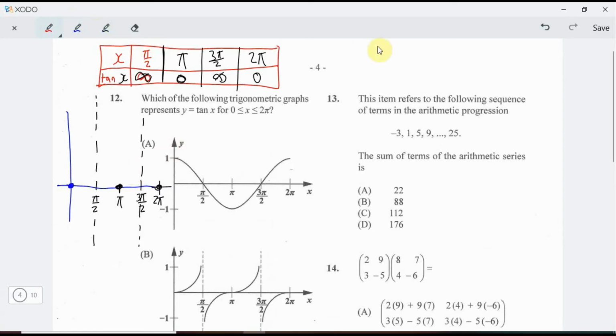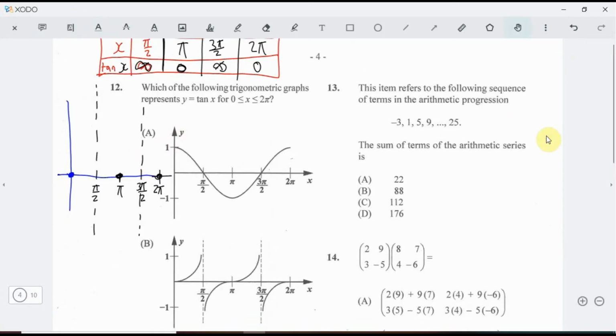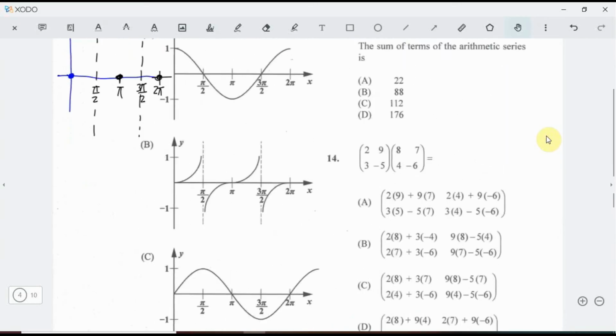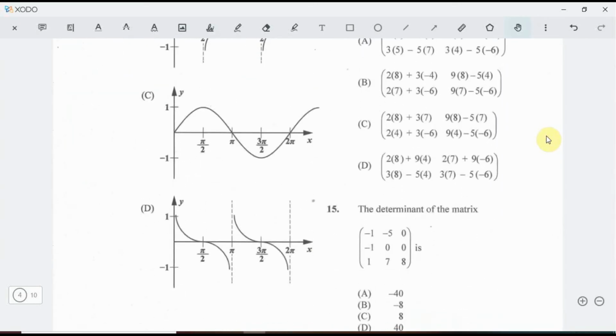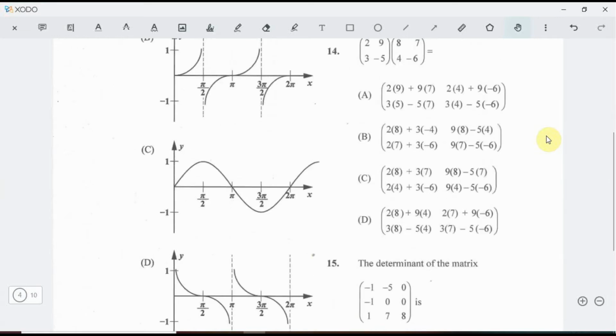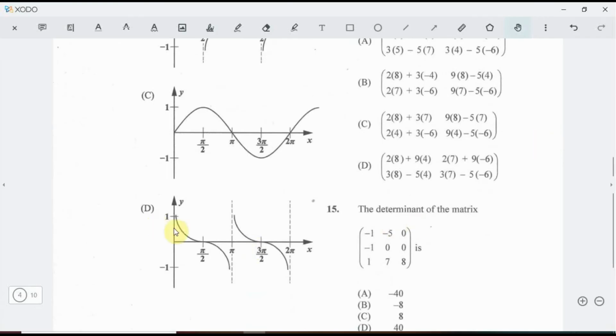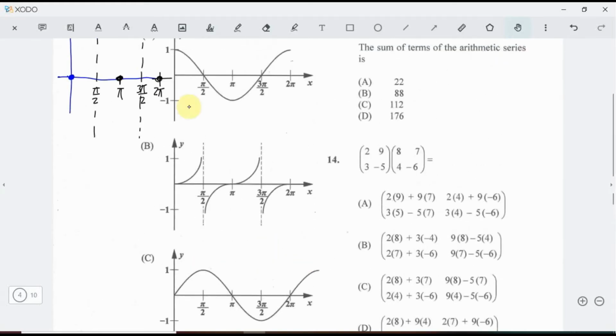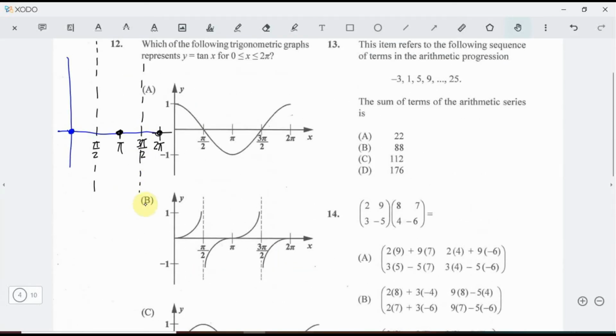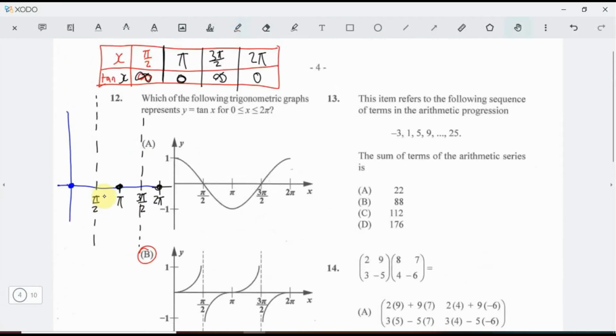Option A is out, because we don't see any asymptote at A. So it could be option B or option D, because they give us the asymptotes. Now, of course, it couldn't be option D because the asymptotes are at pi and 2 pi. It should be at pi by 2 and 3 pi by 2. So it has to be option B. This is it. Alright? Nice.